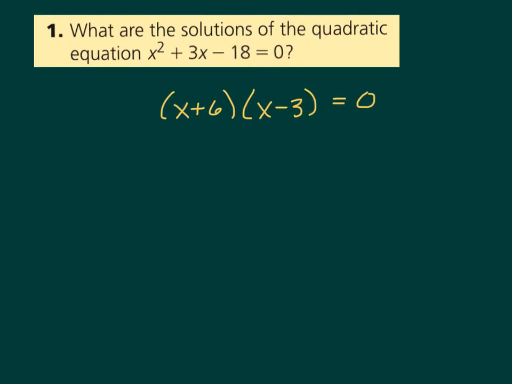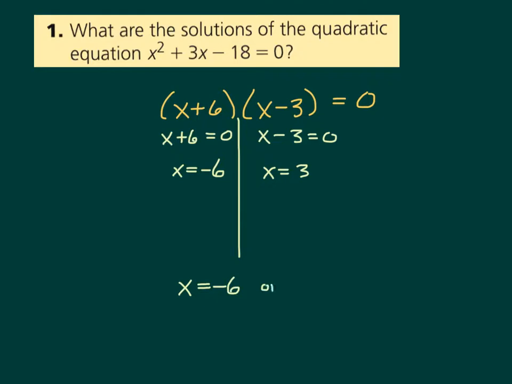So now we have to use the zero product property, which states if you have two things multiplied together and the result is 0, then one of them has to be 0. And it doesn't make a difference which one it is. So we could have x plus 6 equals 0, in which case x is negative 6, or we could have x minus 3 equals 0, in which case x is 3. So what are the solutions of the quadratic equation? x equals negative 6 or x equals 3.